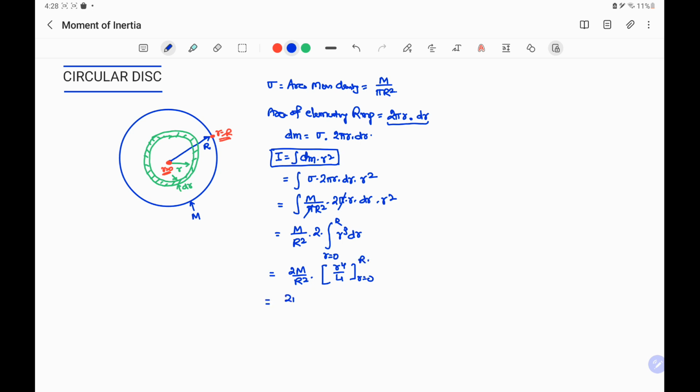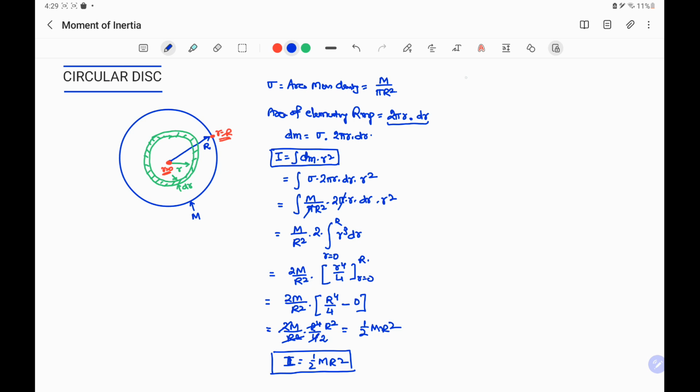So it is equal to 2m by r square into first upper limit, it is r raised to power 4 by 4, minus lower limit, it is 0. Therefore we get 2m by r square into r raised to power 4 by 4, and this 2 gets cancelled, r square gets cancelled, so it is half m r square. Therefore moment of inertia of the circular disk about the axis passing through the center and perpendicular to the plane of the disk is half m r square.